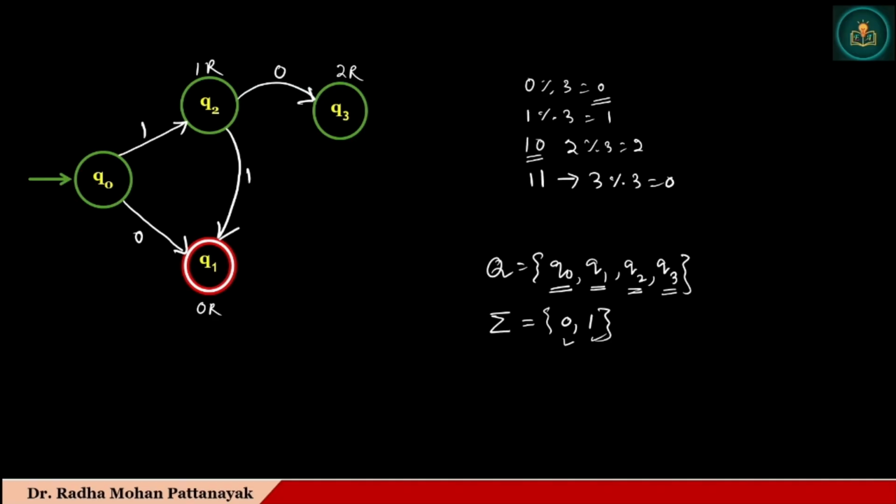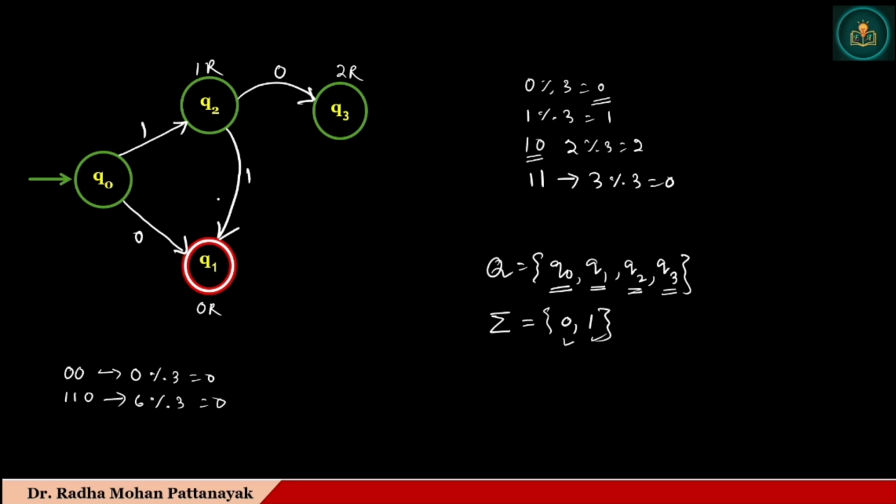Now, if you read 0 on Q1, then the string will become 0 0 or 1 1 0. Clear? Like this you will get. So 0 0 has decimal value 0, and 0 modulus 3 equals 0. Similarly 1 1 0 has decimal value 6, and 6 modulus 3 is also 0.